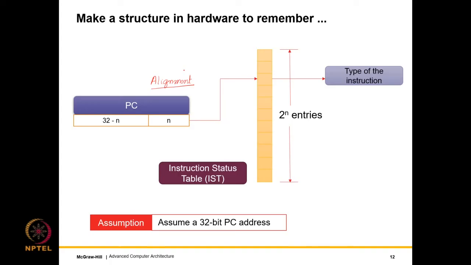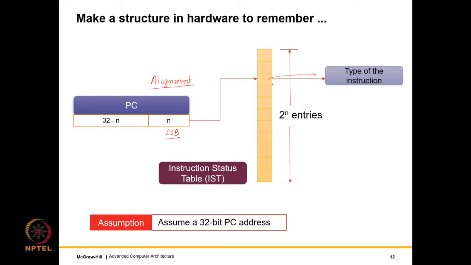So what we do is we take a look at the n least significant bits. I will discuss why it is the least significant bits in 1 second. If I take these n bits, then there are 2 to the power n combinations. So we have a small table with 2 to the power n entries, and these n bits will uniquely map to one of the locations within this table. This table, as we discussed, will contain the status, the type of the instruction. We will simply read it from there.